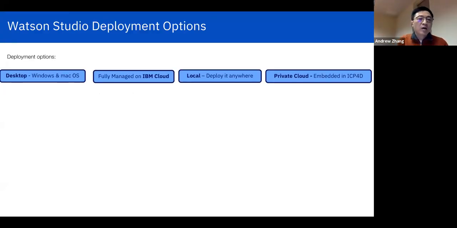Let's talk about the deployment options with Watson Studio, which is the tool I've been working with for the last 2 years. Initially, we had a public cloud, which is the fully managed IBM Cloud version. And this year, we rolled out a desktop version just a few weeks back. Now we have a version for local, which means a cluster can be sitting on top of Kubernetes and deployed to any other public cloud. We also embedded Watson Studio into a new end-to-end platform called ICP for Data. This can be deployed into any data center in an enterprise environment.